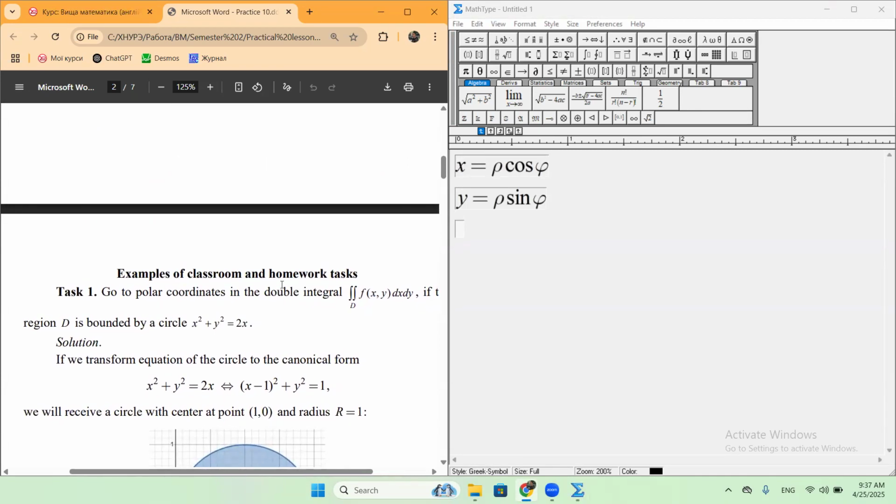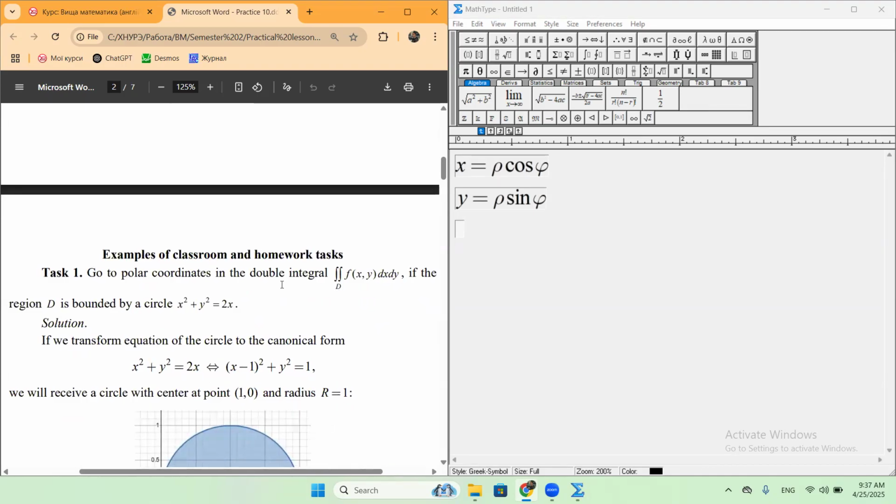So first of all, let's have some practice with transferring to polar coordinates without calculating integrals. We will just move to polar coordinates. So we have the following integral on region D: f of x y dx dy, and the region D is the following circle: x squared plus y squared equals 2x.